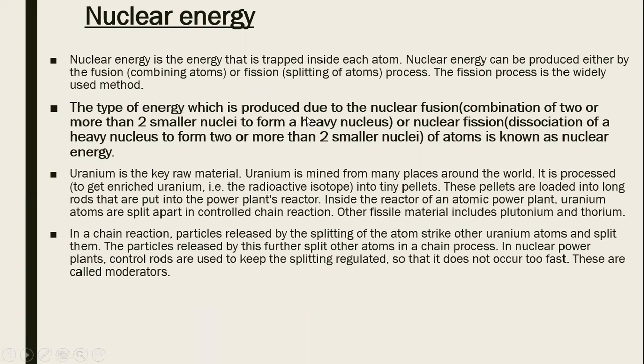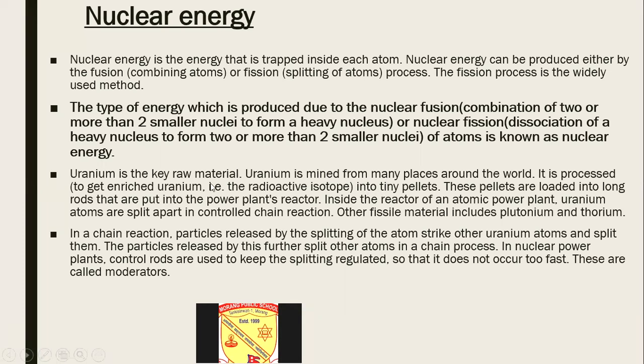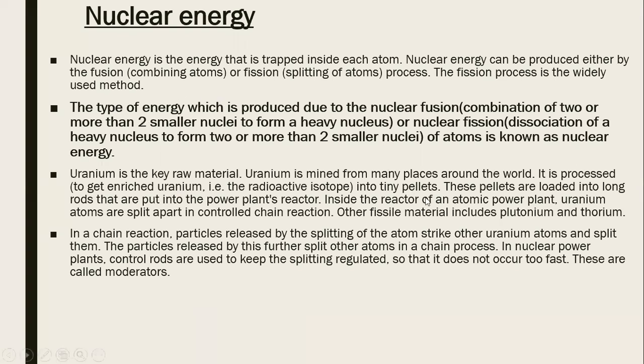Nuclear fusion forms a heavier nucleus from two or more smaller nuclei, as I already discussed. Uranium is the key raw material for nuclear fusion as well as nuclear fission reactions. Uranium is mined from many places around the world. Getting enriched uranium, a radioactive element, is very expensive. It is very heavy, and it produces a large amount of energy for a very long duration from a small amount. Uranium has two isotopes, uranium 92 235 and 92 237.